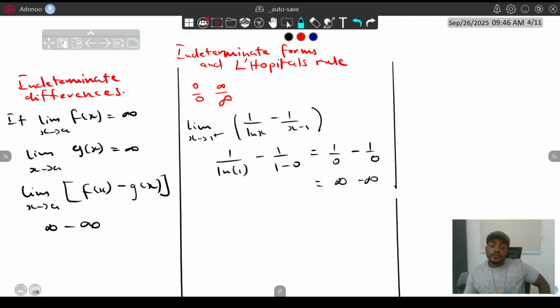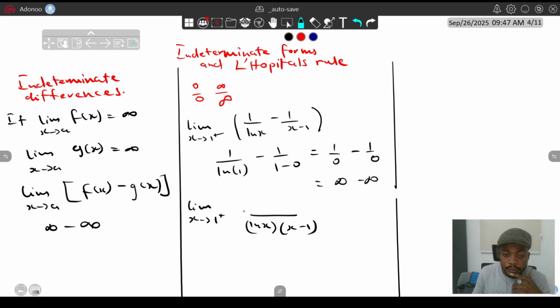So what do we have to do? We can manipulate this function so that at the end of the day, instead of having the indeterminate form infinity minus infinity, we end up with the indeterminate form 0 over 0 or infinity over infinity, right? So simply we are going to find the common factor for these functions, and then say that we have ln x times x minus 1, right? And then we have x minus 1 minus ln x.